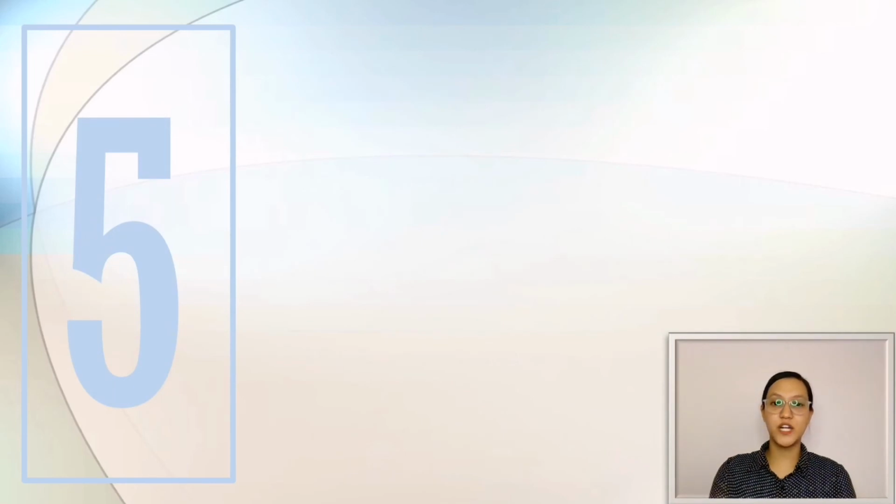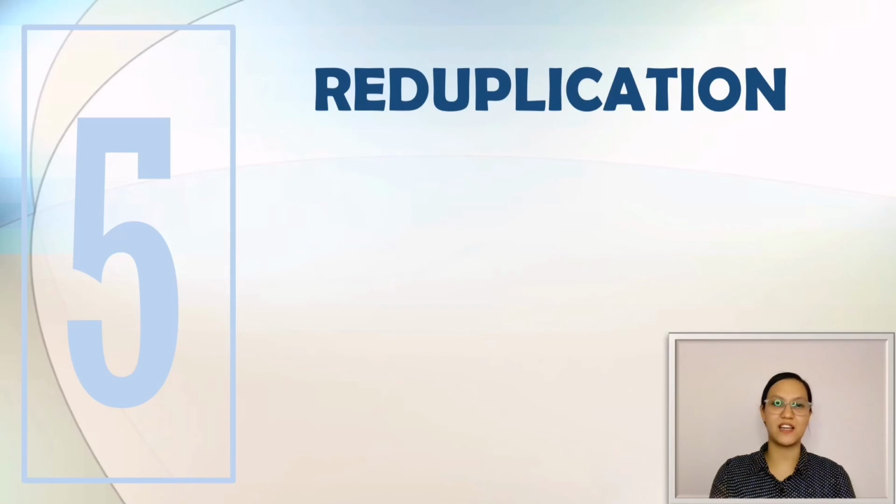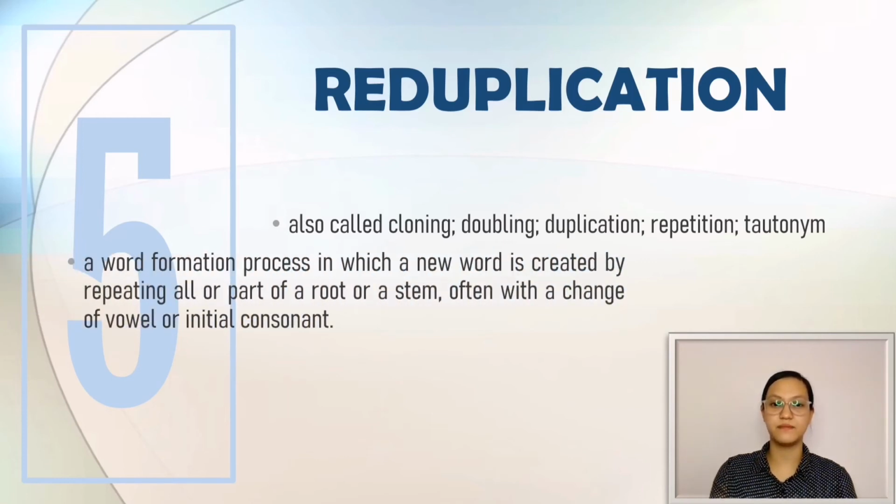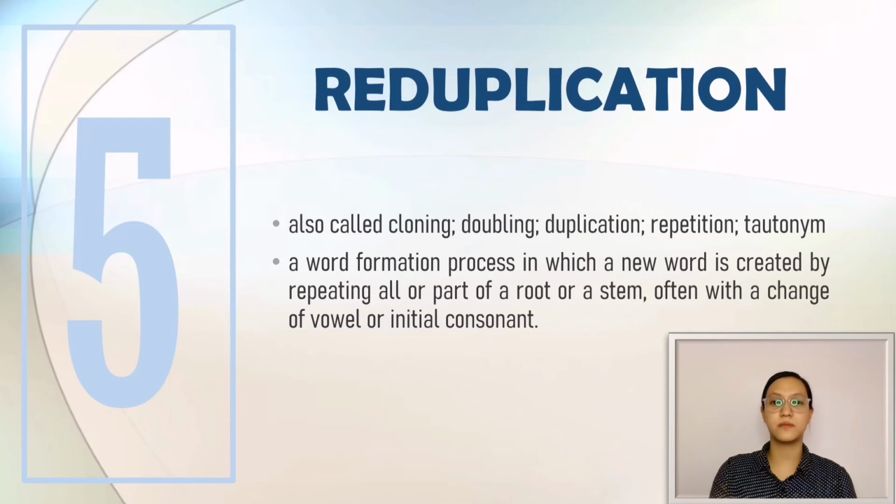The last word formation process that I'll be discussing is reduplication. Reduplication, also called cloning, doubling, duplication, repetition, and tautonym, is a word formation process in which a new word is created by repeating all or part of a root or a stem, often with a change of vowel or initial consonant.